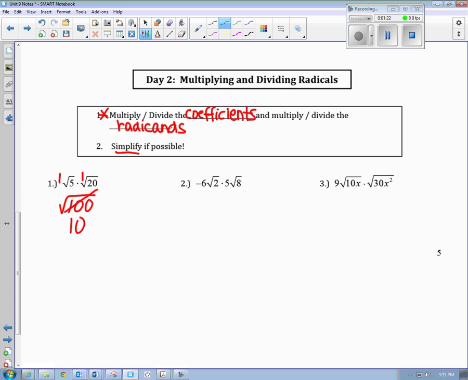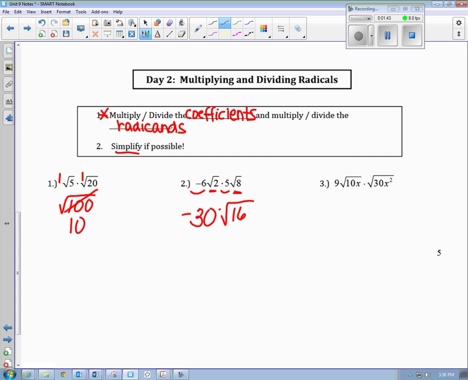For question number 2, same rule applies. Here, though, we do have coefficients other than 1, so I'm going to multiply the negative 6 times the 5, which gives me negative 30. And then I'm going to multiply the radicals together. Radical 2 times radical 8 is radical 16. Remember, they're connected by multiplication. They're smushed together, so it's just implied.